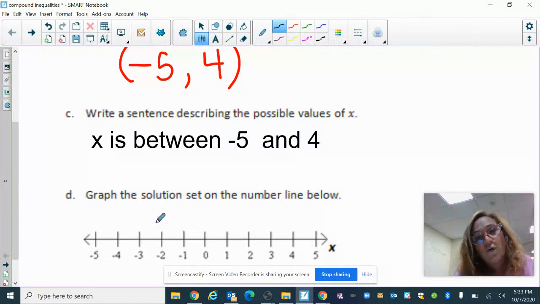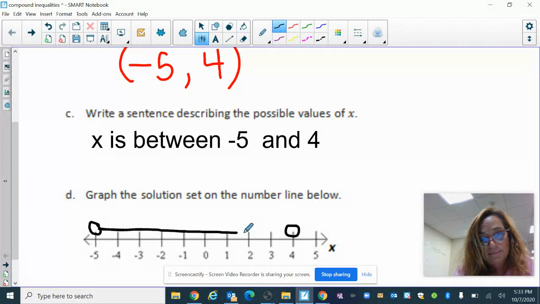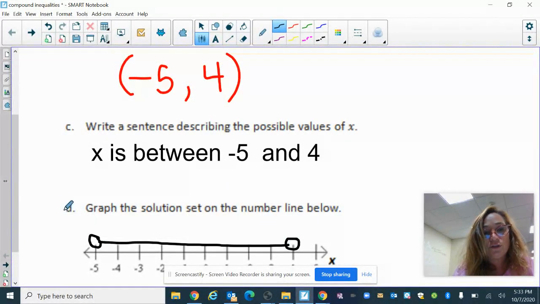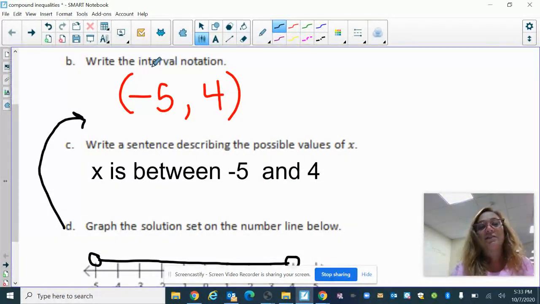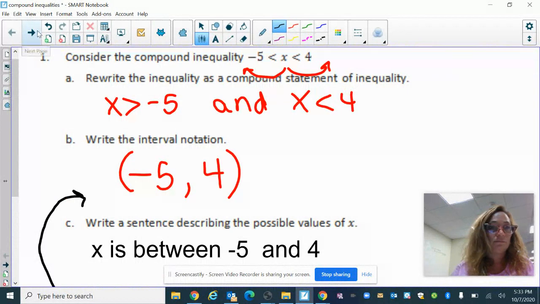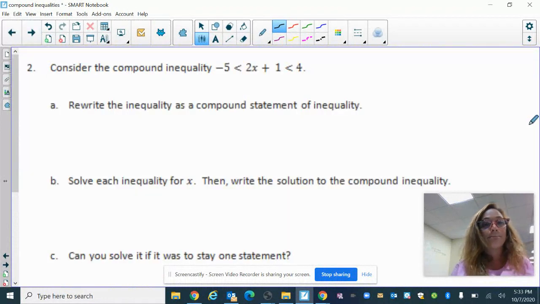Okay? Graph. So back to drawing. There's an open circle at -5. There's an open circle at 4, and these are connected. Sometimes it's easier to do the graph before the interval notation. If that is something you want to do, that's perfectly acceptable. Just because this is the order doesn't mean it's the order you have to do it in.